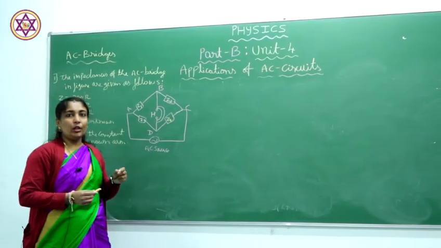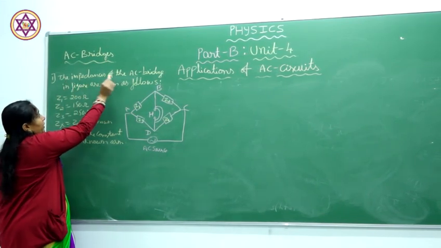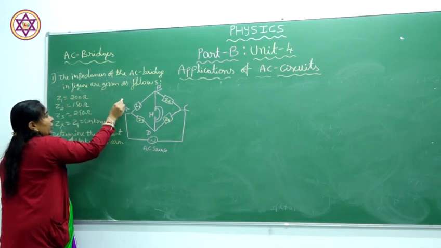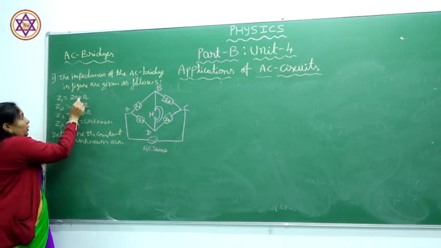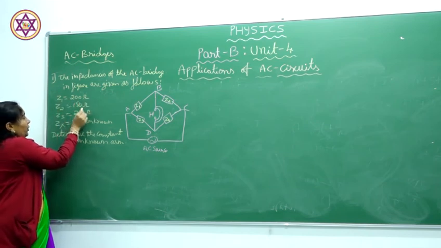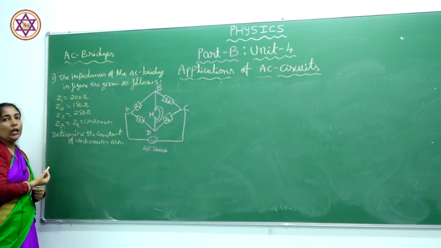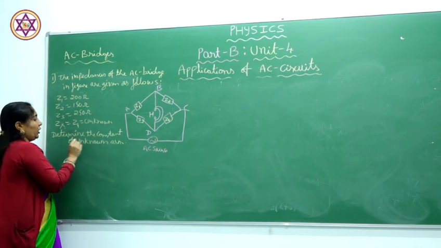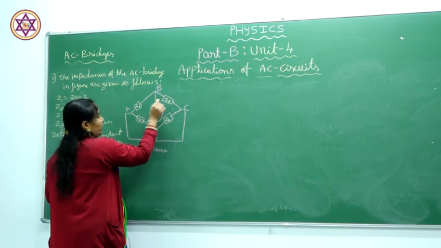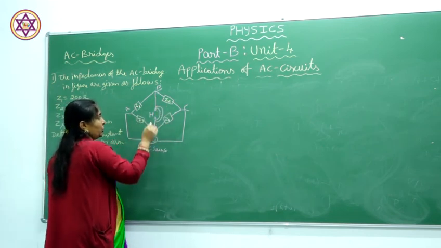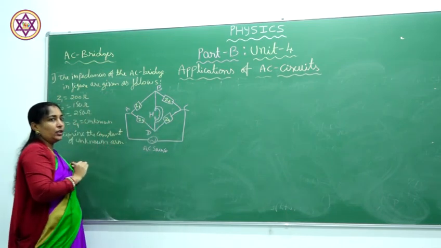So, let us solve some problems on the bridges. The first problem is the impedances of the AC bridge in the figure are given as follows. So, in the problem, given the value of the impedances, Z1 is equal to 200 ohm, Z2 is equal to 150 ohm, Z3 is equal to 250 ohm, and Zx, that means Z4, is unknown. So, we have to determine the constant of the unknown arm. So, this is the bridge. It contains the 4 impedances, an AC source and the balance detector. In this, a headphone is used as the balance detector.